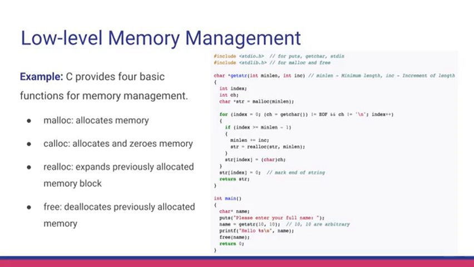We also have low-level memory management. For example, C provides four basic functions for memory management: malloc and calloc to allocate memory, realloc to expand the previously allocated memory, and free to deallocate the memory. We also have an example of code that is using some of those functions.